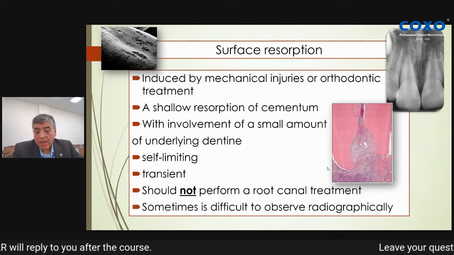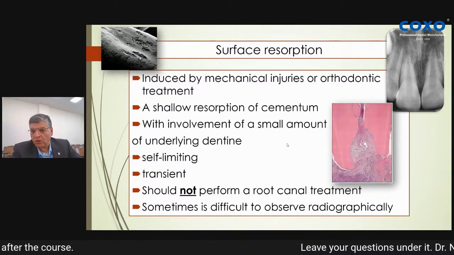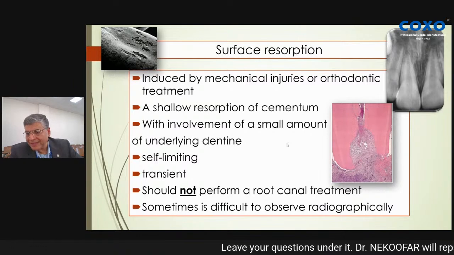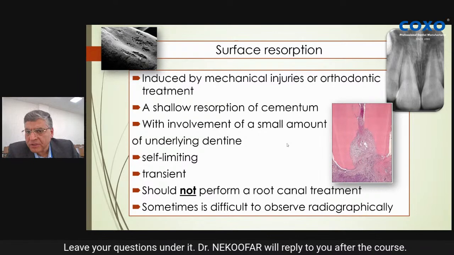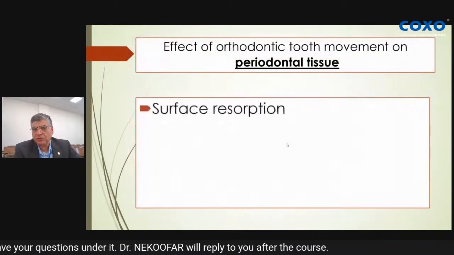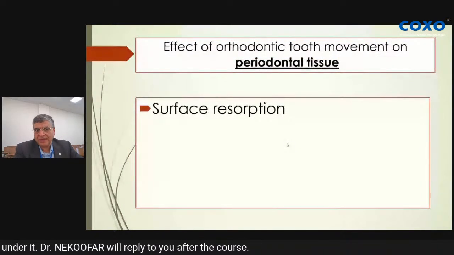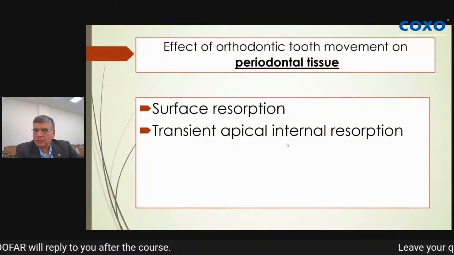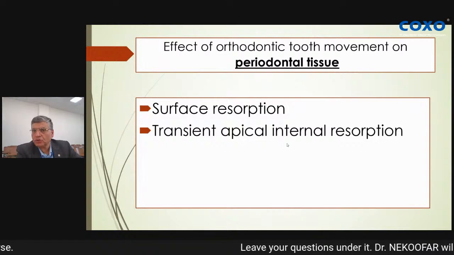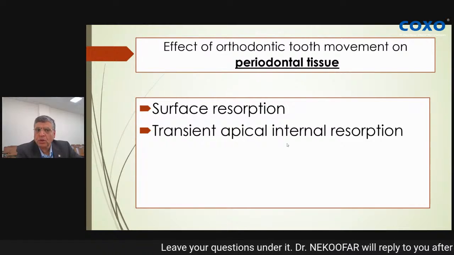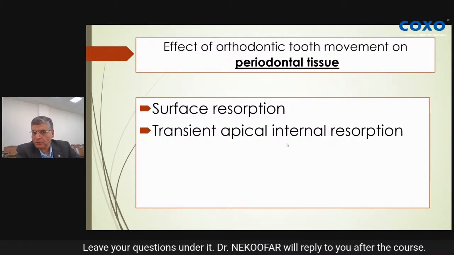Sometimes it is also very, very difficult to find that in the radiograph. You may have some radiograph and you cannot observe it in the radiograph, and you don't need to be worried about that. So that was the first. The first clinical effect of orthodontic tooth movement on periodontal tissue is surface resorption.